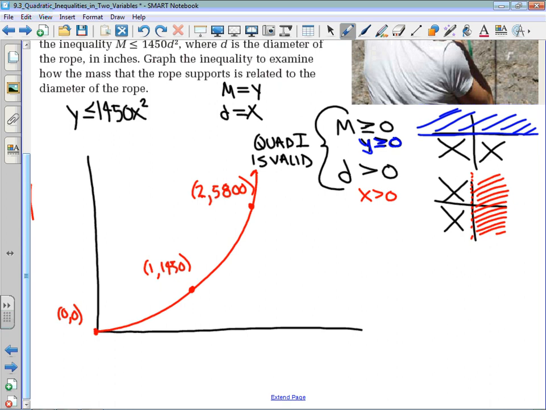All right, after we've identified a few points and drawn our parabola correctly, we have to decide if we're going to shade in above or below it. Well, because y is less than or equal to 1,450x squared, we do shade below it.